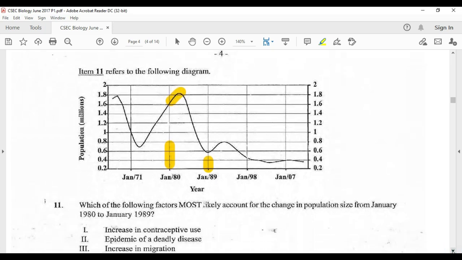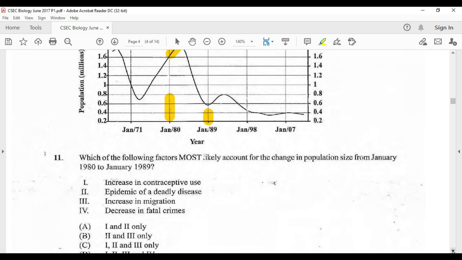It must have been a combination of factors. Now, let us look at this. The increase in contraceptive use in Jamaica from 1980 upward would have caused a decrease in the population, much to the credit of what we now have as a unique population pyramid. Epidemic of a deadly disease. If we had a deadly disease, this too could have caused a whole lot of wipeout. Think about the great plagues, or the Irish potato blight. You could think of the many diseases over the ages, and those two could have decreased the population size.